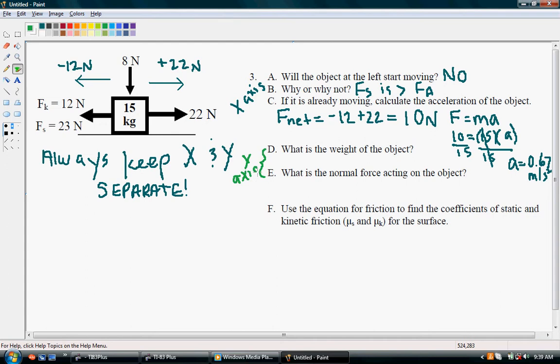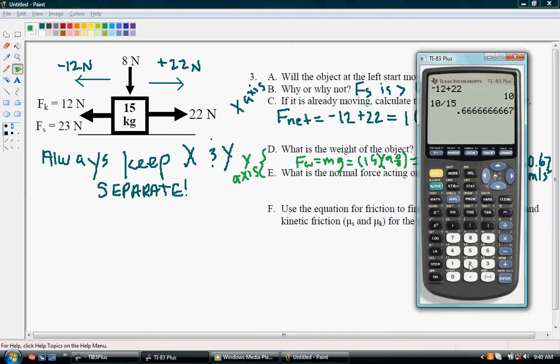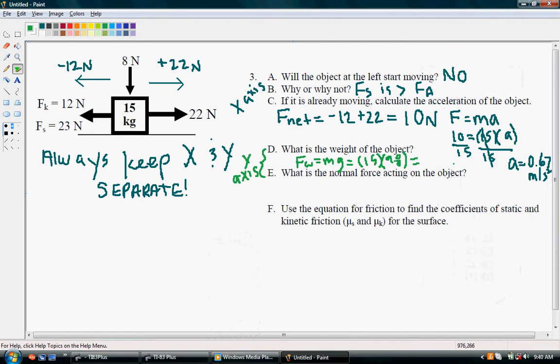For these next two problems, the force of weight, we actually have an equation for force of weight. The force of weight equals mass times gravity. So we know that our mass is 15 kilograms. Gravity is 9.8. When we multiply those together, we have a force of weight of 147. So it's 147 newtons, and technically it's going to be down because that's the force of weight.